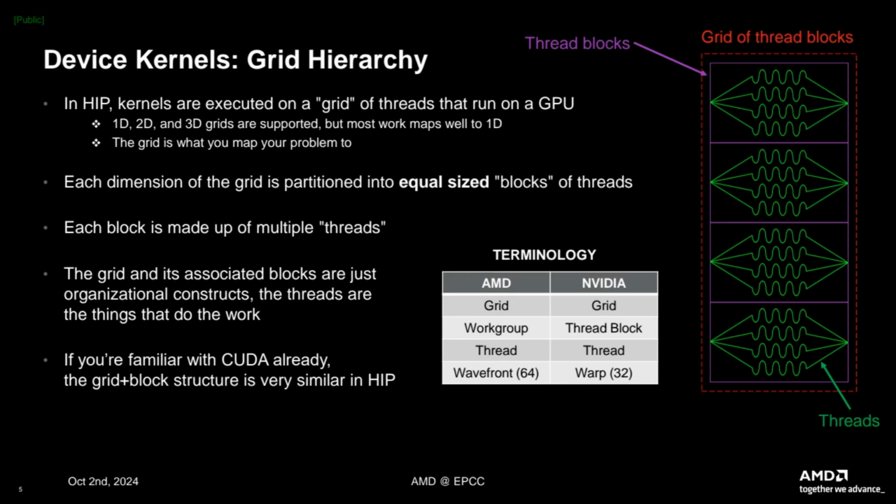So just a quick comparison between the AMD and NVIDIA terminology. Both AMD and NVIDIA call the grid and the threads, although the NVIDIA block is referred to as work group for AMD. And the most important difference is that the warp size for NVIDIA is 32 threads, whereas for AMD, the wavefront has size of 64 threads. So that's the most important difference to be aware of.